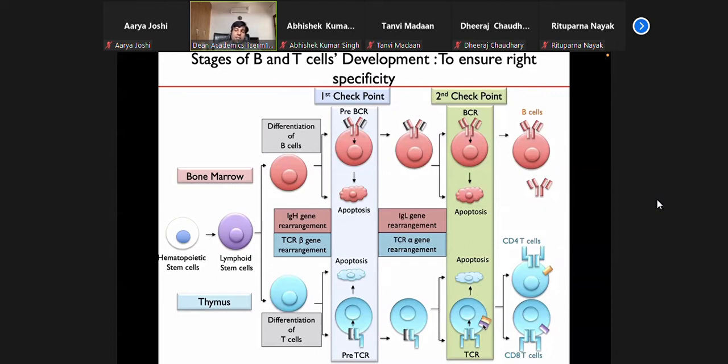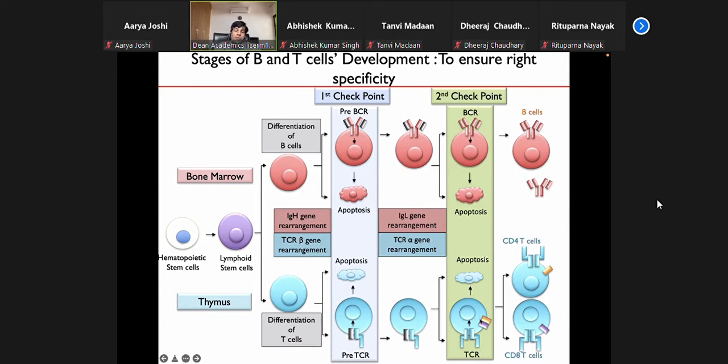After this, it has to make a decision whether it becomes CD4 or CD8. So the interaction with MHC class 1 or MHC class 2 is critical. Obviously, if it is not making any contact with MHC class 1 or class 2, it's going to die, because this is a positive selection. If it recognizes your own antigen or own peptide coming from your own tissue antigens, it is going to die, because you have to ensure that the cell is not autoreactive.